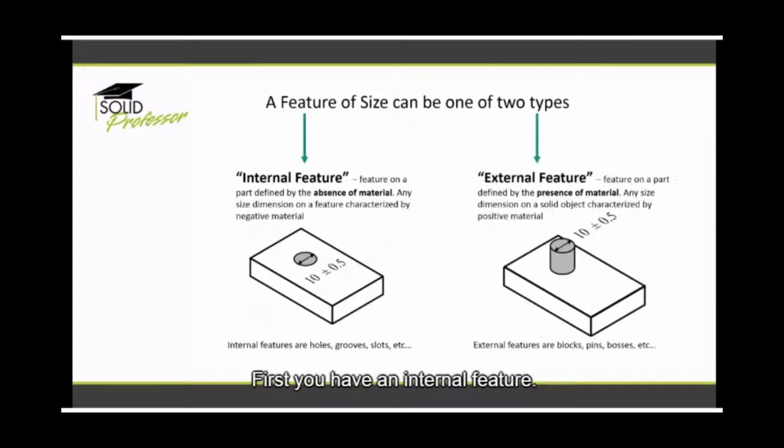Next, you have an external feature. This is a feature on the part defined by presence of material. Any size dimension on a solid object that is characterized by positive material would fall under this category. External features are blocks, pins, bosses. In fact, the block that the pin is on would also be an external feature if it was dimensioned.